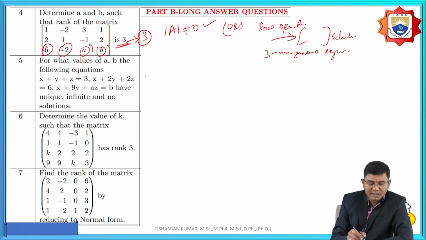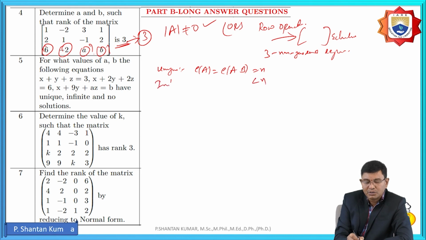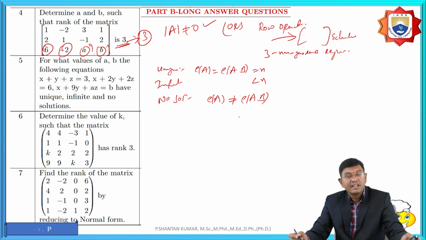Next, for what values of a, b are the equations the same. The first problem is for unique solutions: rank of A equals rank of AB equals n. Less than n means infinite solutions. No solution is nothing but rank of A not equal to rank of AB. These are the problems we need to discuss clearly.